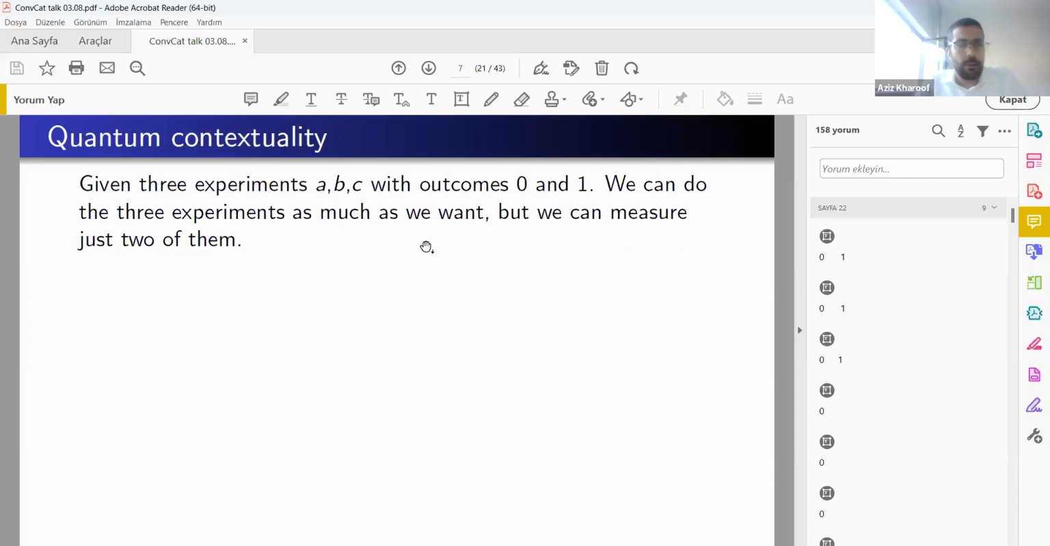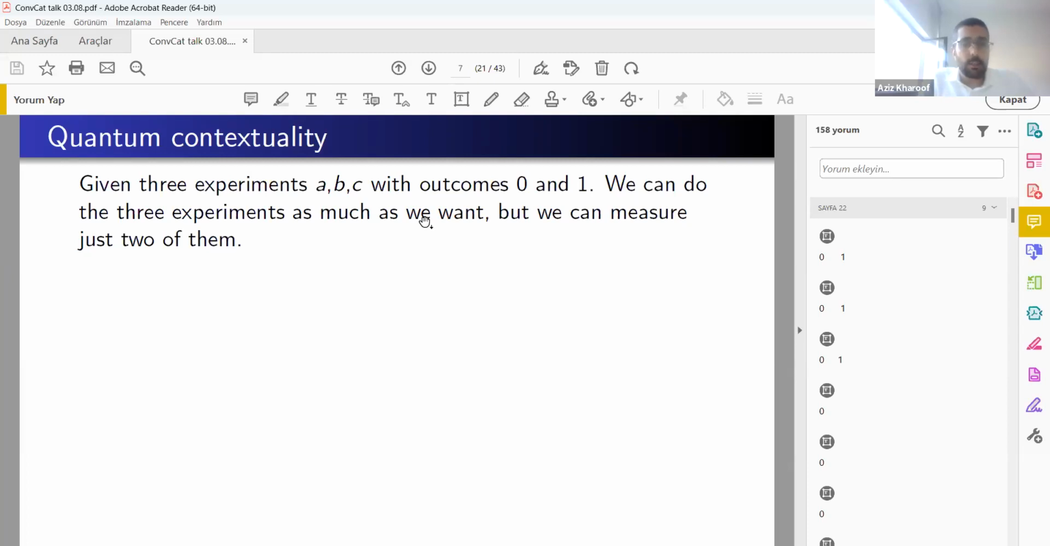If we have 3 experiments, A, B, C, with outcomes 0 and 1, like plus or minus, for every experiment. We can do each experiment as many times as we want, but for some reason we can't measure all of them together and know the results. We can just measure 2 of them every time.